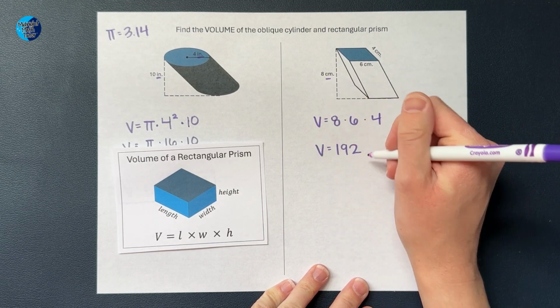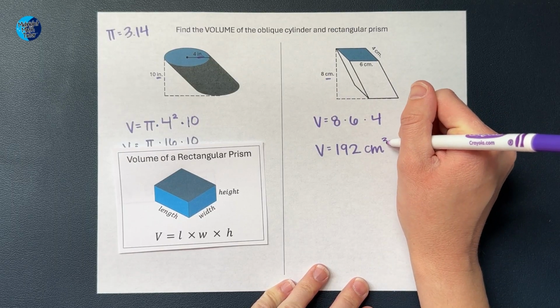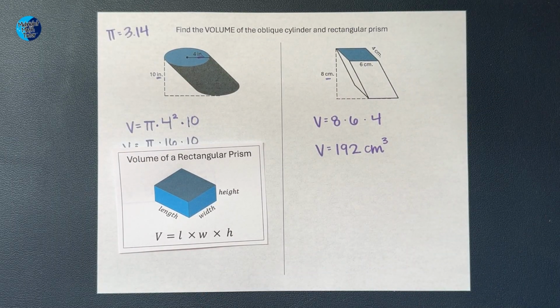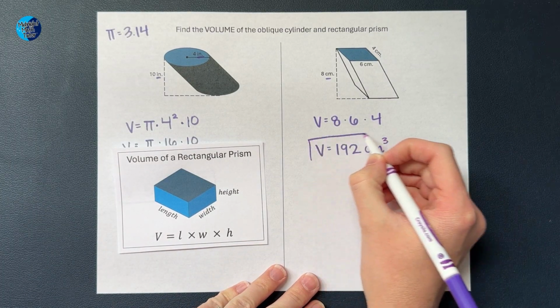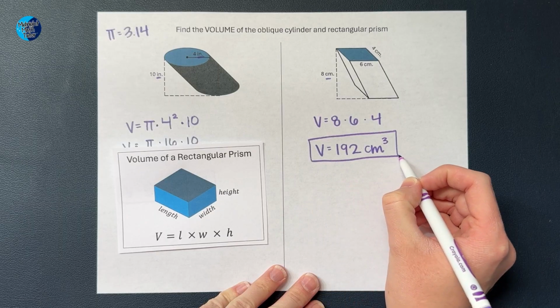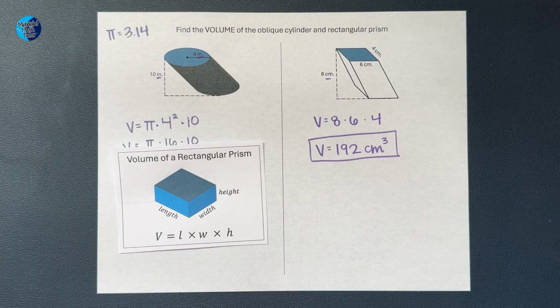We are in centimeters, but we do centimeters cubed, or sometimes you also hear cubic centimeters or cubic inches. So that means 192 of those little cubes that are 1 centimeter by 1 centimeter by 1 centimeter would fit inside this oblique rectangular prism.